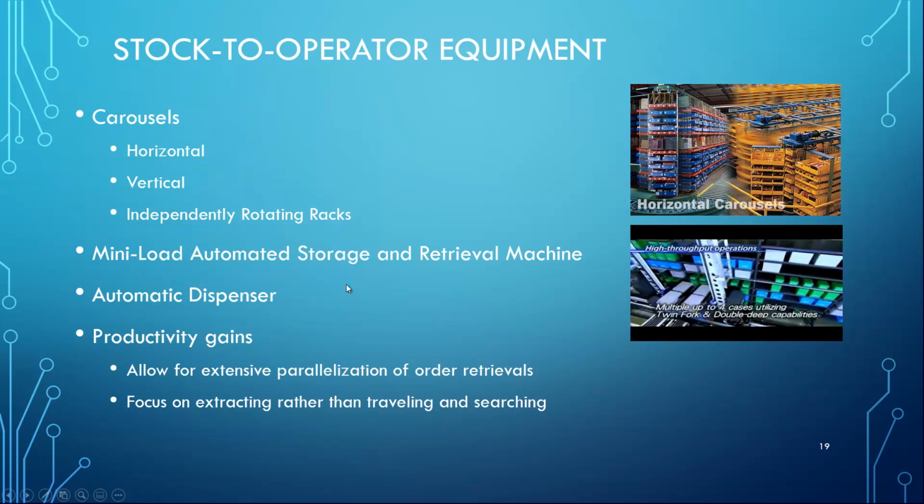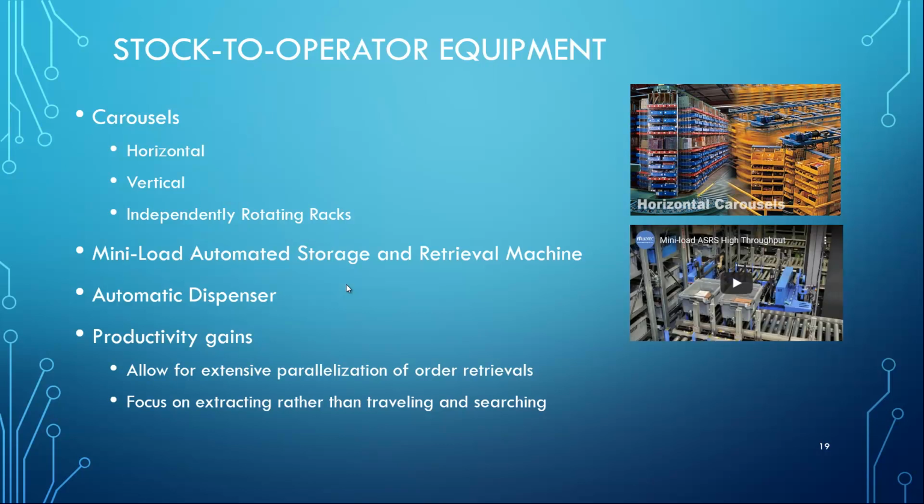Examples of stock to operator equipment are the carousels, like we said before, where the rack rotates either horizontally or vertically, or independent rotating racks, bringing the item to the operator. We have mini loads, automated storage and retrieval machines, and automatic dispensers. This equipment allows for parallel order retrieval and focuses on extracting rather than traveling and searching.